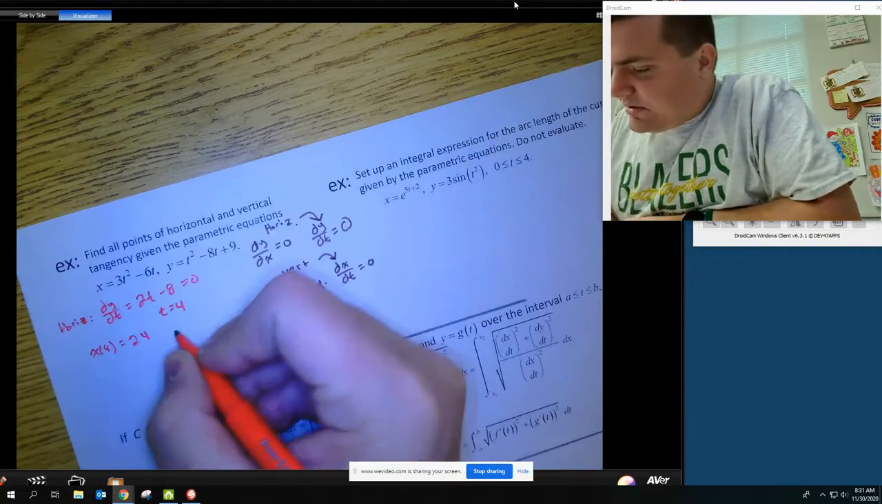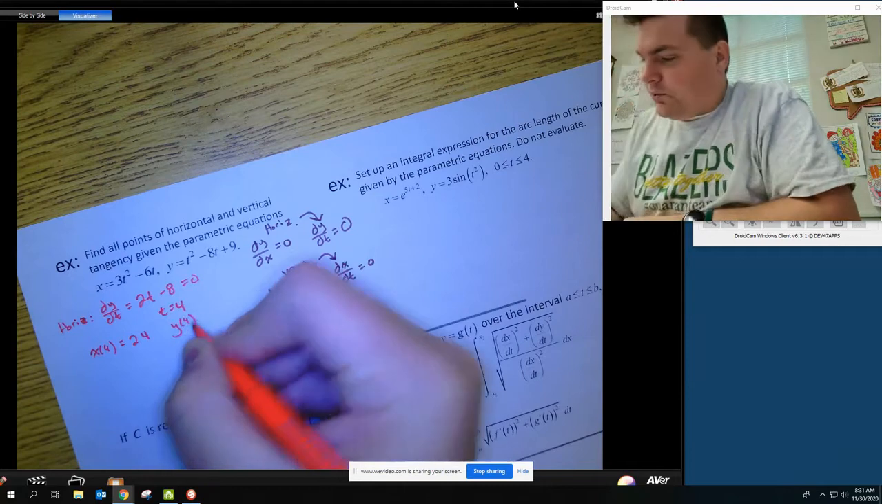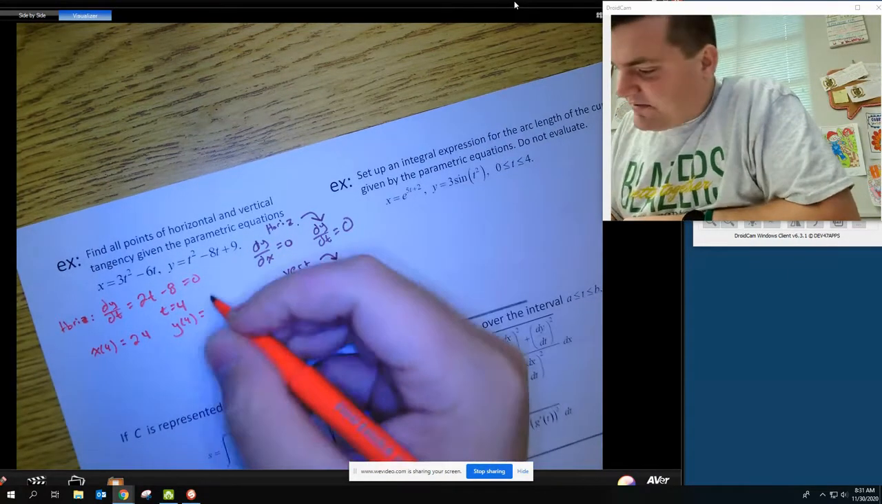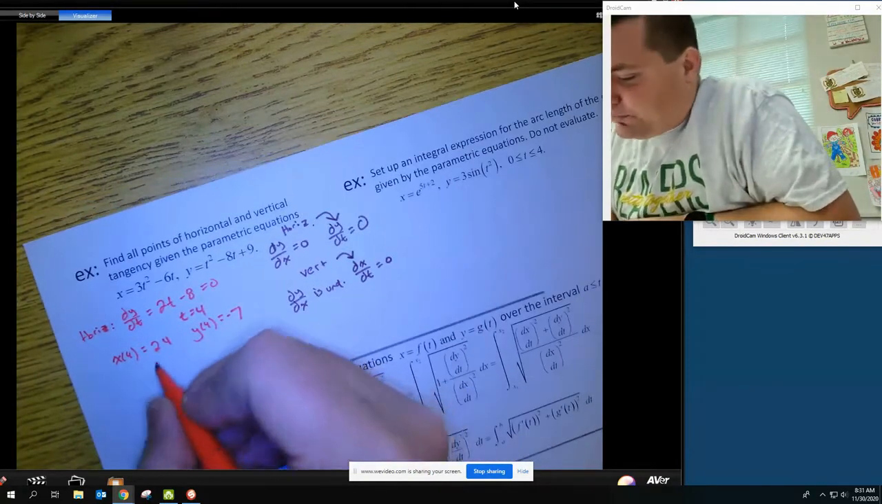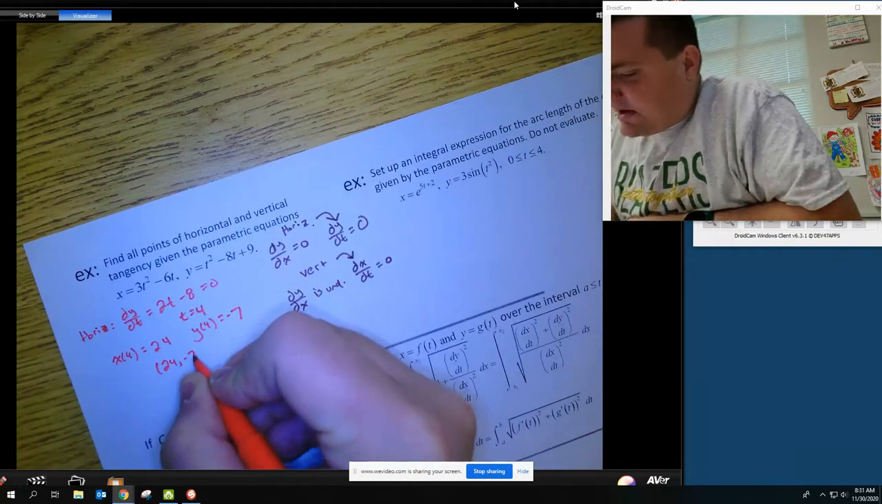It's going to be 24. And when I plug in a 4 for y, I'm going to end up getting -7. So you found your t value, plug it in. So my horizontal point of tangency is (24, -7).